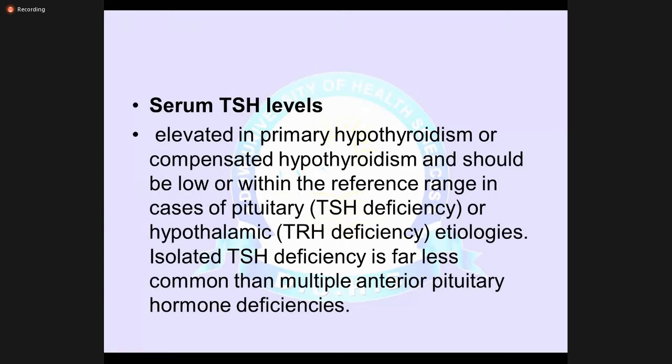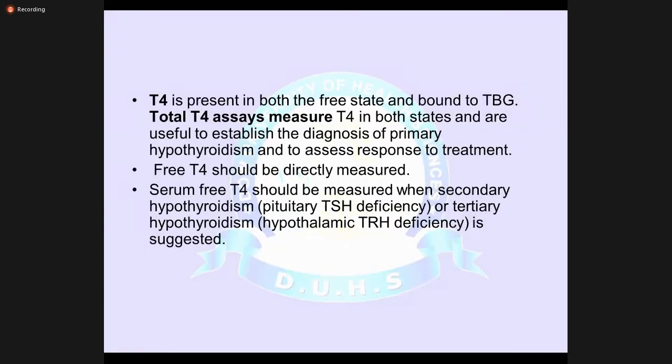T4 is present in both the free state and bound to thyroxine binding globulin. Total T4 assays measure T4 in both states and are useful to establish the diagnosis of primary hypothyroidism and to assess response to treatment. So if you are suspecting primary hypothyroidism, you order serum T4 level that will be low and TSH level that will be raised.